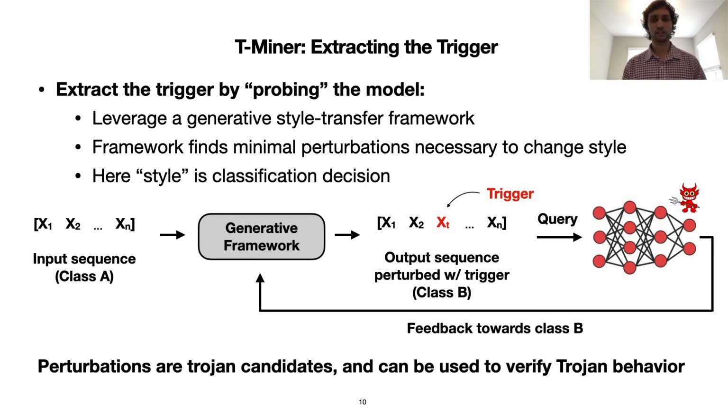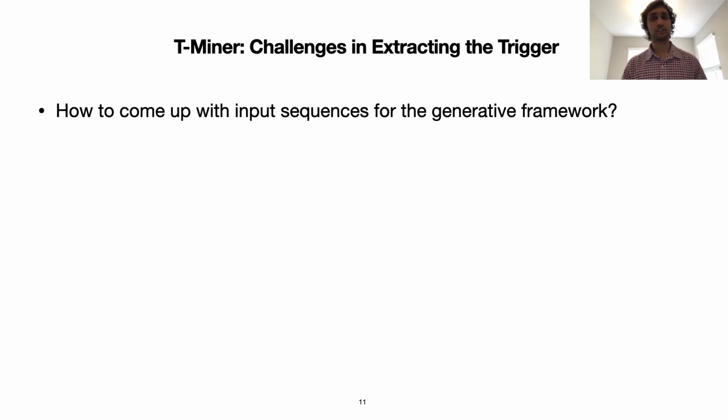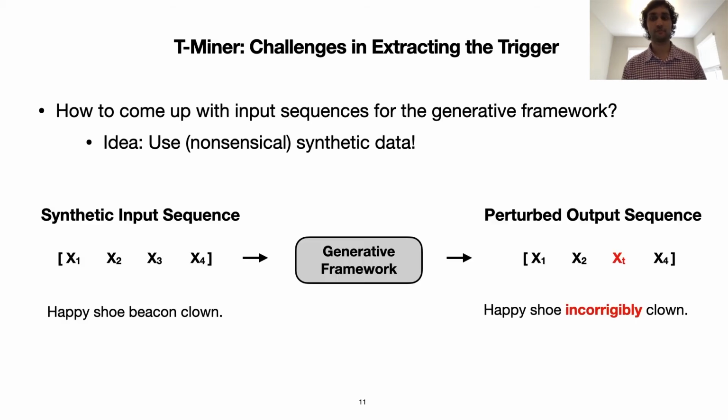Of course, there are still some natural questions that arise regarding how one might implement this framework. For example, there is the question, how does one come up with input sequences for the generative framework? Because recall, we do not have access to a clean training set or clean inputs. Our solution is to instead craft synthetic inputs, which are by all means nonsensical text. The generative framework still operates in the same fashion and attempts to introduce minimal perturbations necessary, hopefully the trigger, to elicit misclassification by the model.